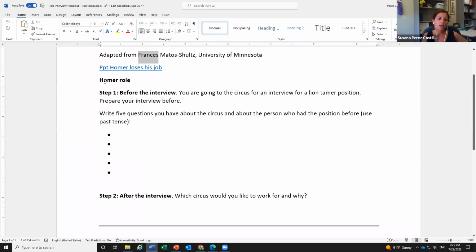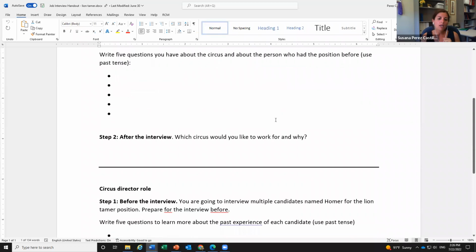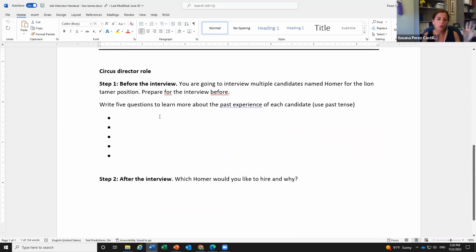If you are Homer, before the interview, you're going to prepare 5 questions that you have about the circus and about the person who had the position before. I have them do this collaboratively with other students, and they're going to use the past tense. This is just contextualization for the past tense. If you are the circus director, before the interview, you're going to write 5 questions to learn more about the past experience of each of the candidates. So use the past tense.